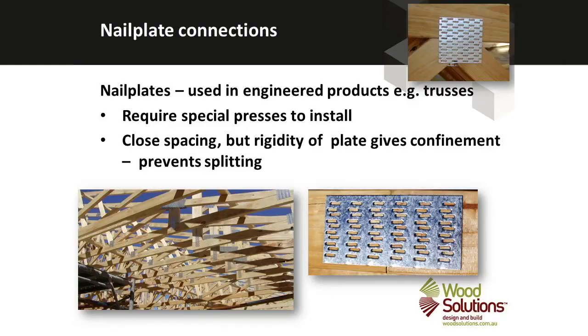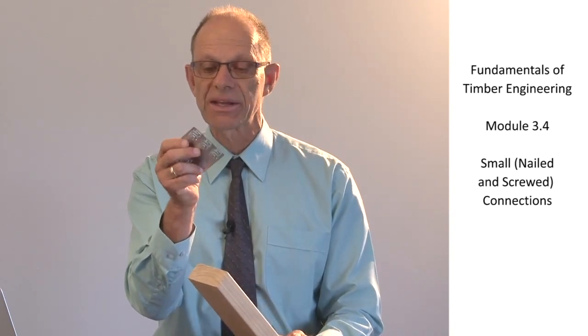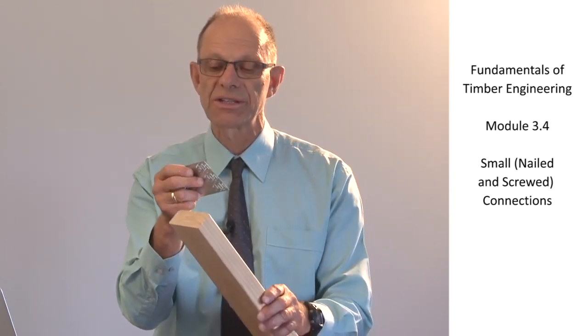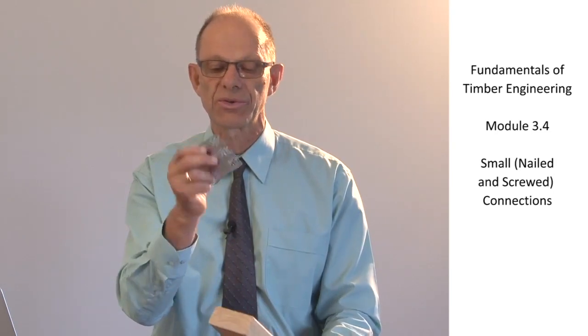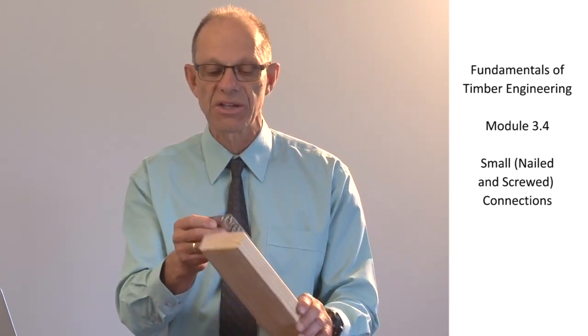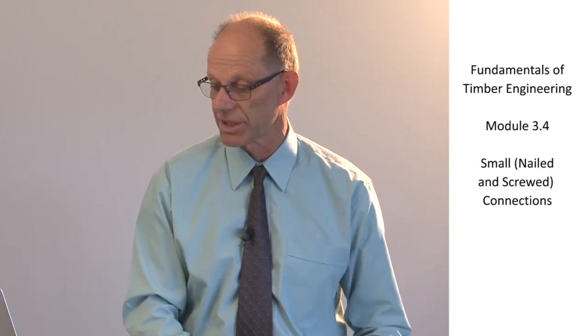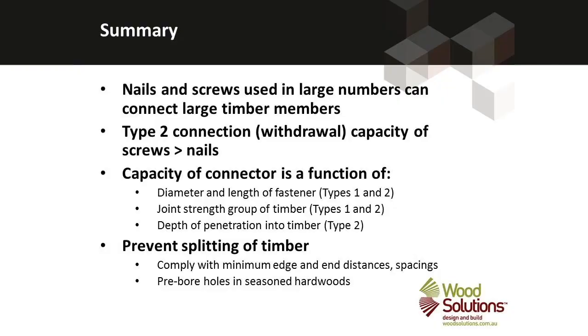Finally, nail plate connections can be used. A nail plate connector is a metal plate that's been bent so that there are a number of sharp toothed nails that can be pressed into the timber. So using a nail plate connector, a manufacturer can simultaneously drive 20 or 30 nails into the timber and give a very strong type 1 connection. In summary, nails and screws used in large numbers can be used to transfer quite substantial loads in structural connections.